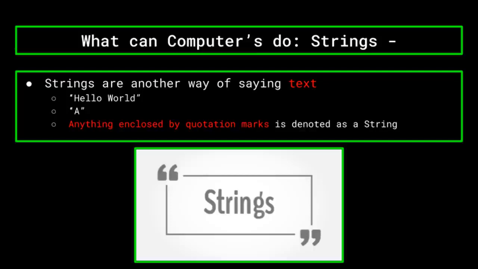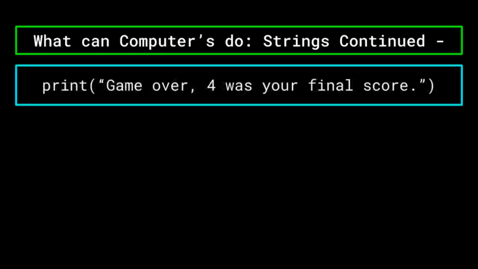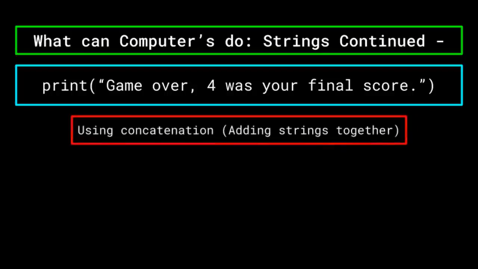We already talked about printing strings to the console, but let's say we're making a game, and we wanted to print out the statement, game over, 4 was your final score. Now, while we could just make a string that says that exact phrase and print it out to the console, in some cases it would be more useful to print out the actual integer value, especially in the case of a game where the score can change each time you play, because score definitely isn't always going to be 4. Well, we're also able to print out multiple strings of text, and even integers, by adding them together in the print statement. This is known as concatenation.